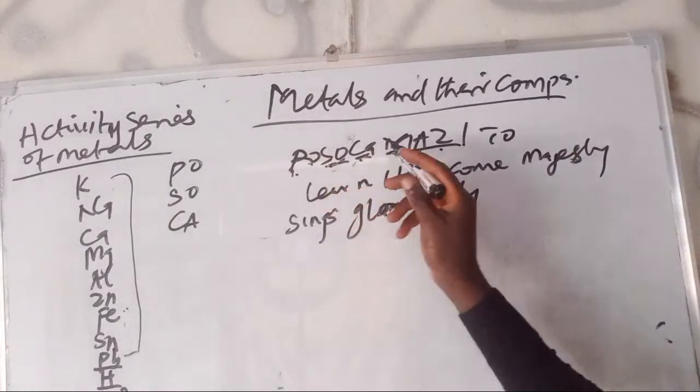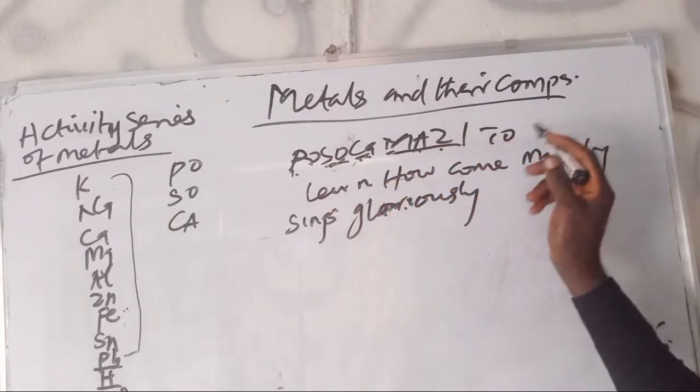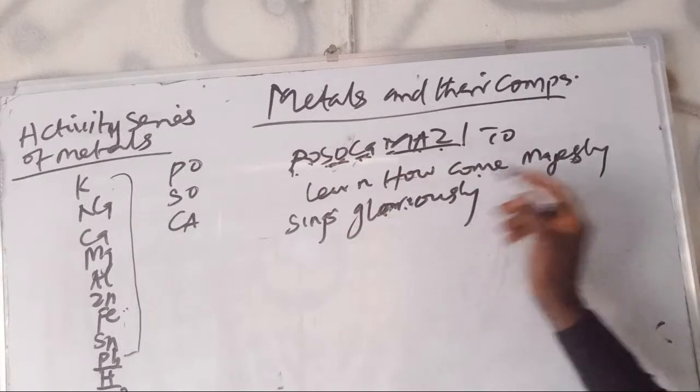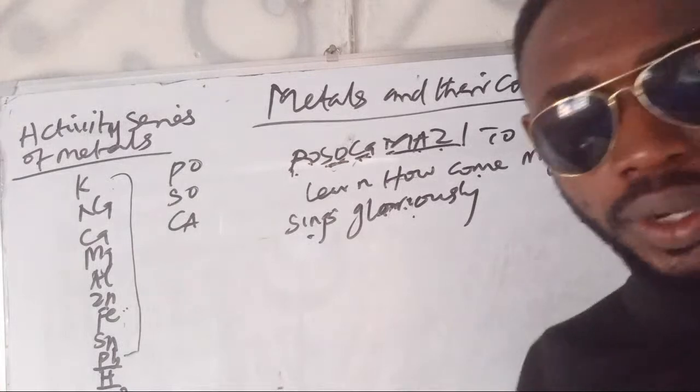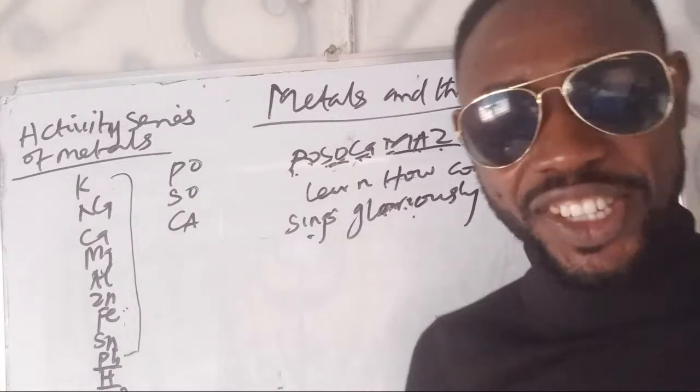That's potassium, sodium, calcium, magnesium, aluminium, zinc, iron, tin, lead, hydrogen, copper, mercury, silver, gold. So I think it's sounding in your head very well. POSOKAMAZI, to learn how come Majesty sings gloriously.